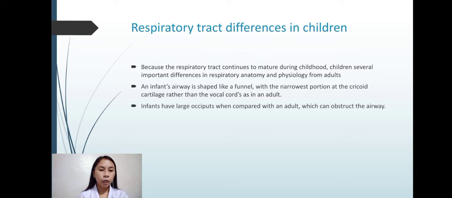Infants have a large occiput when compared with an adult, which can obstruct the airway. Children also have a higher respiratory rate than adults, making them more susceptible to agents in the air.